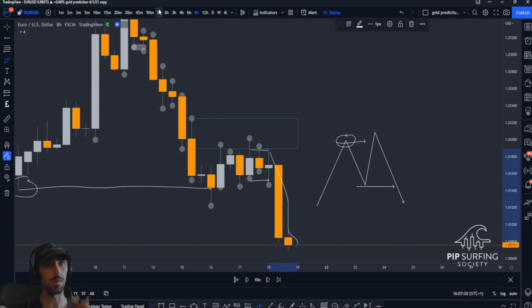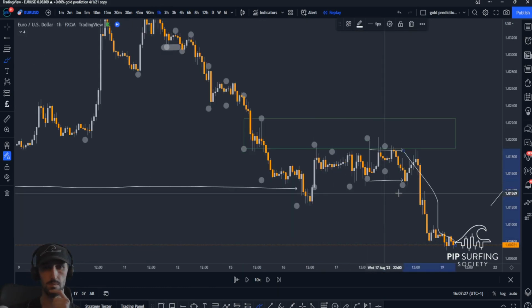So now when we come down to the lower time frames, let's see if what I've just pointed out to you here is exactly what's going on. So we'll start off on the 1 hour time frame.